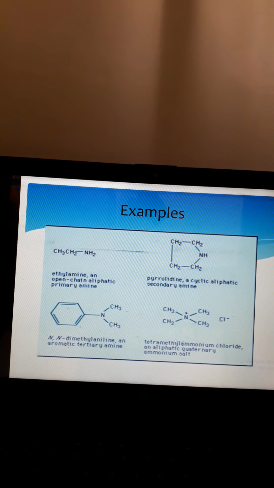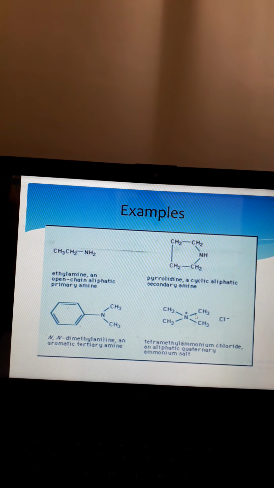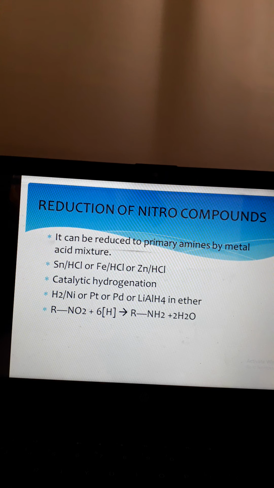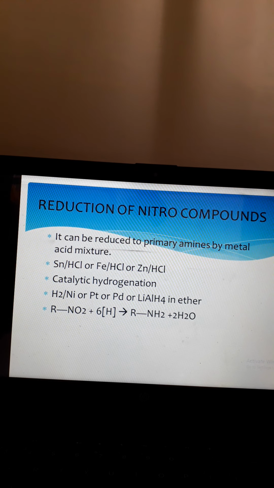Quaternary ammonium salt is a salt, therefore the positive and negative sign is present in this structure. That's why it is called quaternary ammonium salt. So this was all about the alkylation ammonolysis method. Next we are going to see the reduction of nitro compounds.